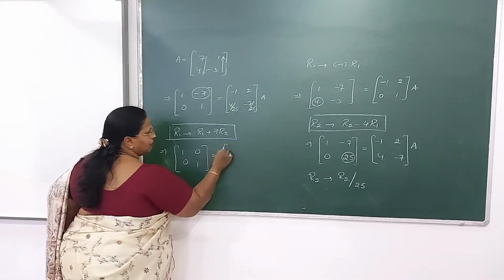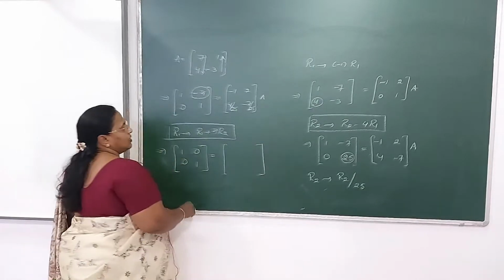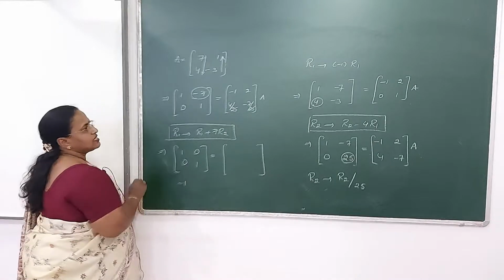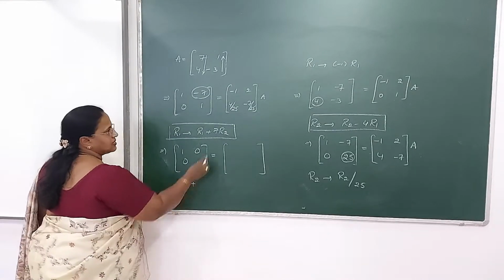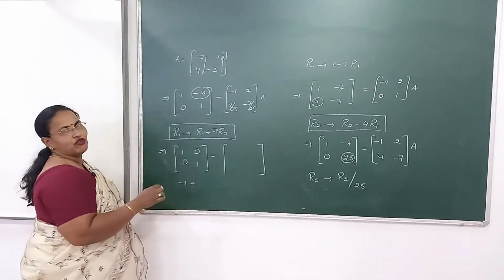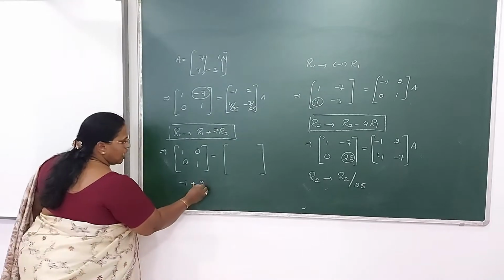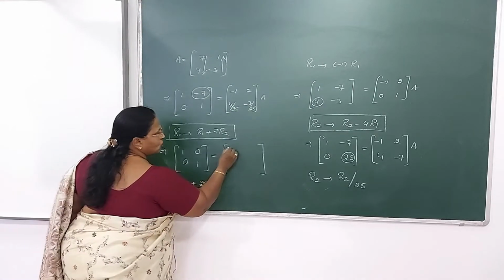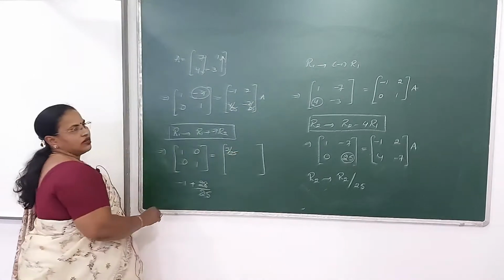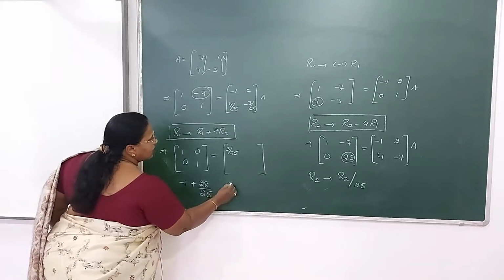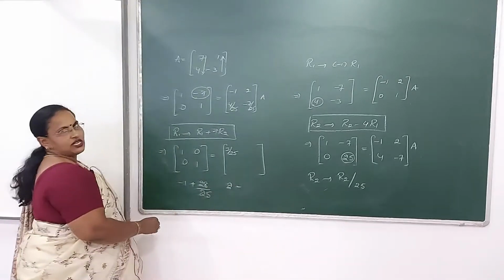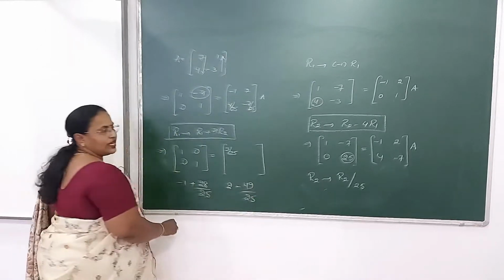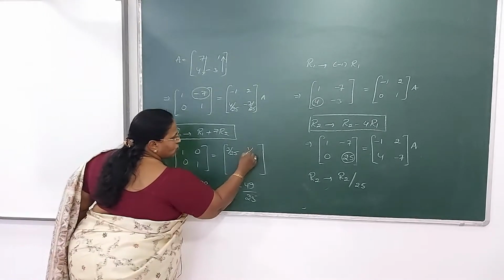Now the calculation, you perform it properly. R1 plus 7 times R2. So you can do it in the rough. It's minus 7 minus 1 plus 7 times R2. 7 4s are 28 upon 25. So when you calculate, it's 3 upon 25. Now the next one. 2 minus 7 times R2, it's 49 by 25. So when you calculate, it's 1 upon 25.